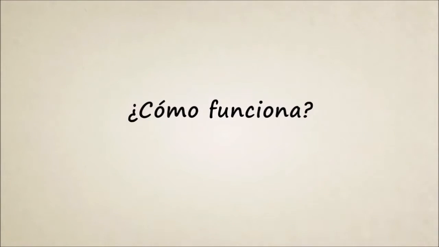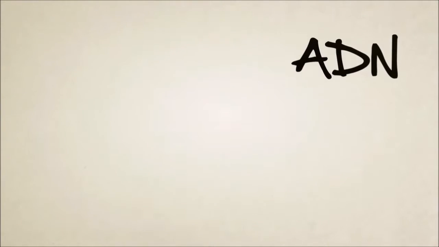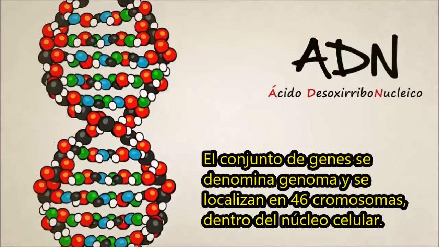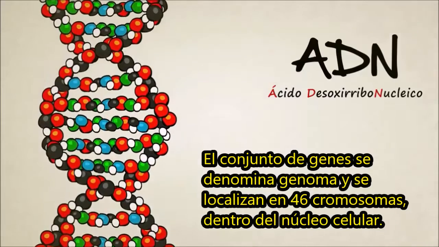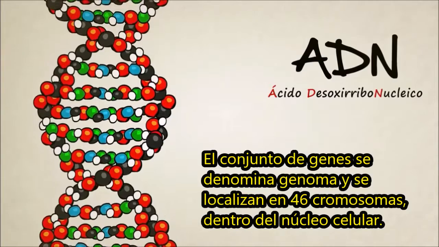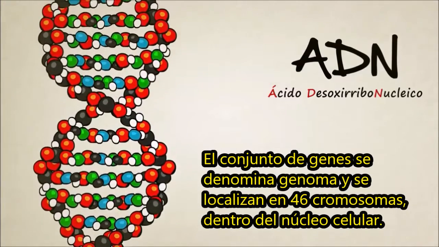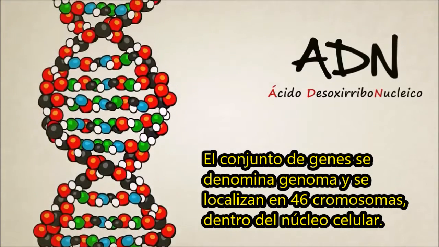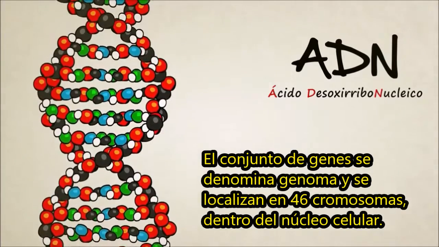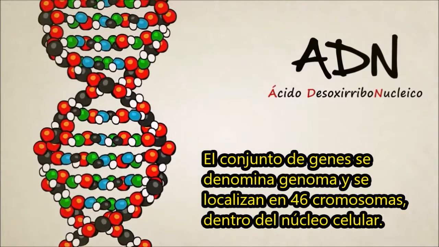ADN y cómo funciona. ADN, también llamado ácido desoxirribonucleico, es una molécula. Es un montón de átomos pegados. En el caso del ADN, estos átomos se combinan para crear la forma de una larga escalera en forma de espiral, como está aquí.